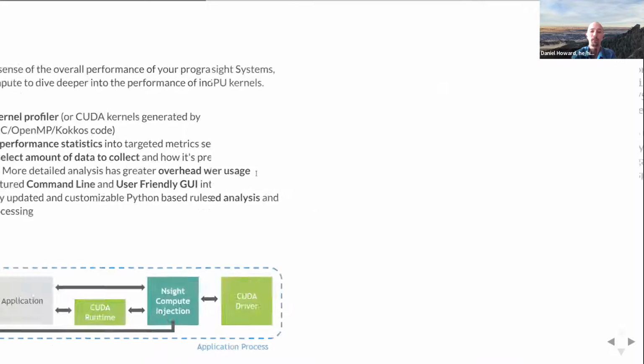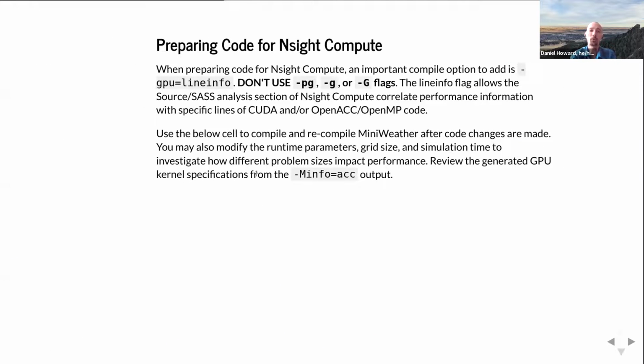So, in preparing your code for NSight Compute, one thing that is important to often add is basically just one simple compile option, which is -gpu=lineinfo. You don't necessarily need to use other typical debug flags you might have, such as -pg or -g or capital -G. The line info flag basically allows for the source or SASS analysis section of NSight Compute to correlate performance information to specific lines of CUDA and/or OpenACC, OpenMP code, etc.